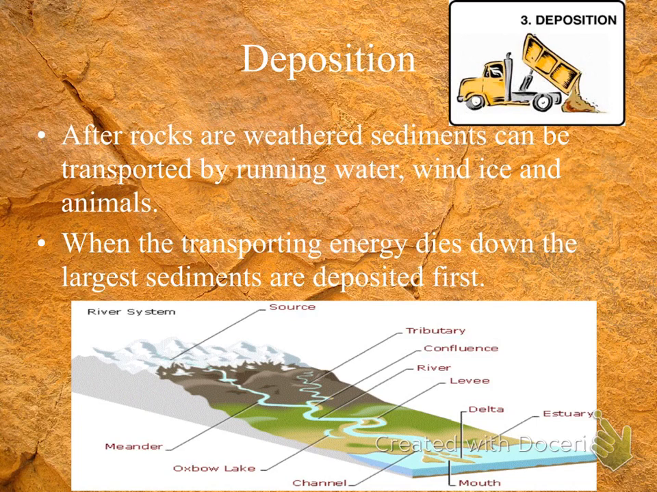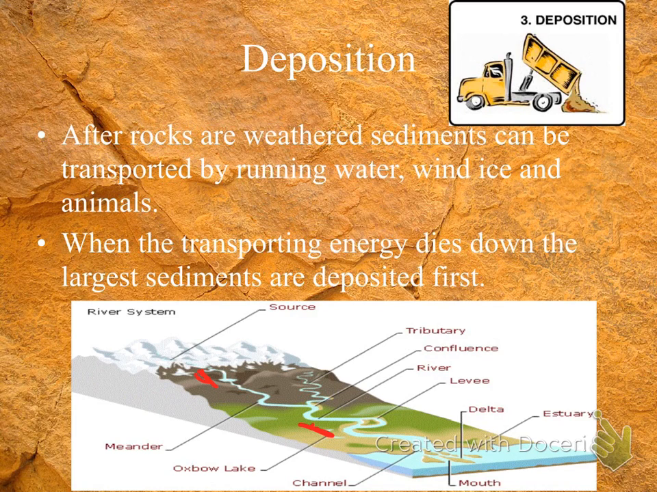When the transporting agent dies down, the largest sediments are deposited first. So when the river that is transporting the sediment starts to die down, maybe up at the top of the mountain here, the river's flowing very fast, so it carries heavy sediments with it. It can carry larger boulders. When it gets down to the bottom, where it starts getting flatter, it starts to slow down, so all the heavier stuff starts to drop out of the river and deposit on the bottom of the river.